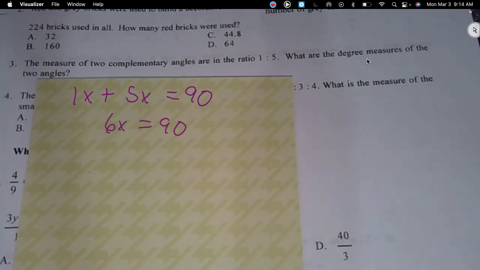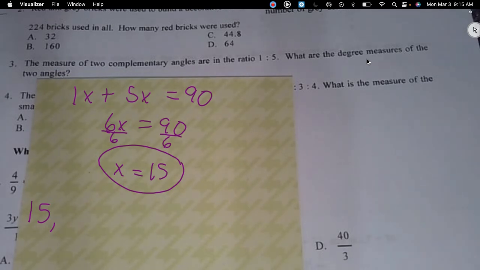Then what? Divide by 6. So x equals, what is that? 15? Thank you. I cannot think today. Okay, but is that our answer? It says, what's the degree measure of both of the angles? So I got to plug it into both of them. What's 1 times 15? That is one of our answers. Then what's this one? 5 times 15, which is 75. And they add to 90. It worked. Okay?